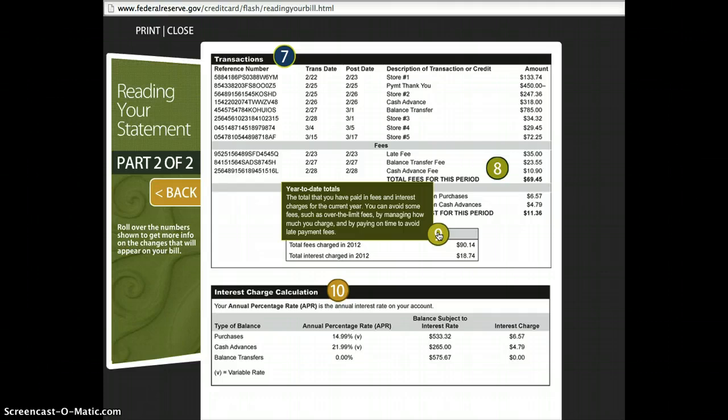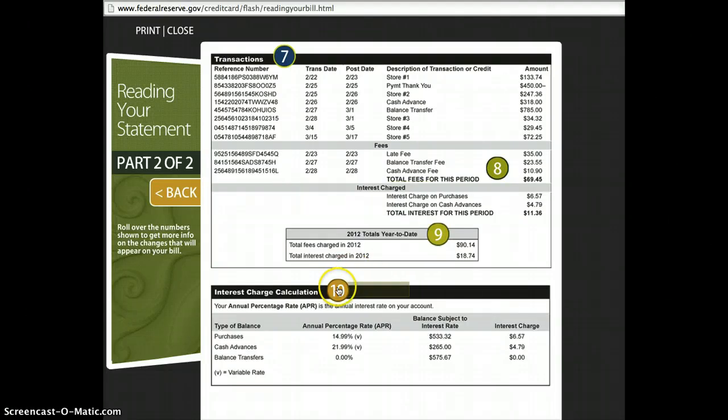And then there's a section that will show year to date. So for the whole course of the year, how much have you paid in fees? How much have you paid in interest? And this can be kind of depressing if you've carried a balance and had to pay a lot of interest. And then this section is going to show you your interest charge calculation, all the different transactions. So maybe most of your transactions were purchases, you were buying something new. Maybe you had a little bit that you used for a cash advance. Maybe you had some that you used for a balance transfer.